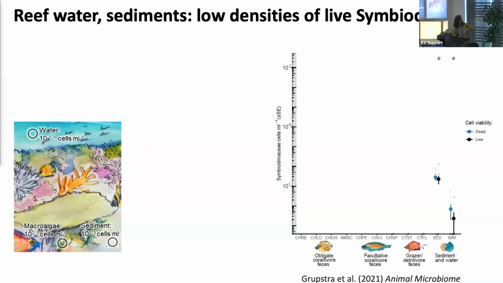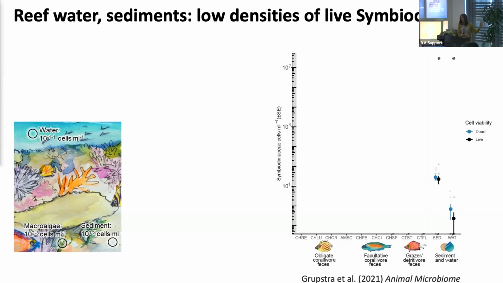Okay, and so just to the biology folks quickly, this problem of where are microbes on the reef and how many of them are there? This is for Symbiodiniaceae, and essentially the densities. This is Symbiodiniaceae cells per milliliter in either feces of different kinds of fish or in sediments and water, dead and live cells. And basically the densities are pretty low in sediments and water.